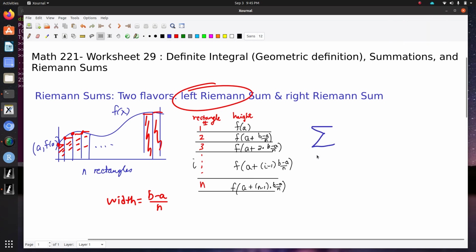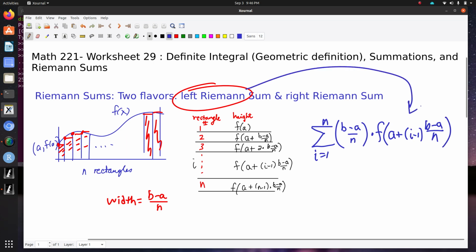And it's going to be i equals 1 to n, b minus a over n, because that's the width of the rectangle, and then the height at the given point. And there you go. That is the left Riemann sum.